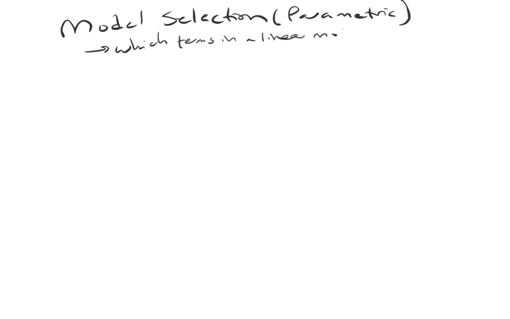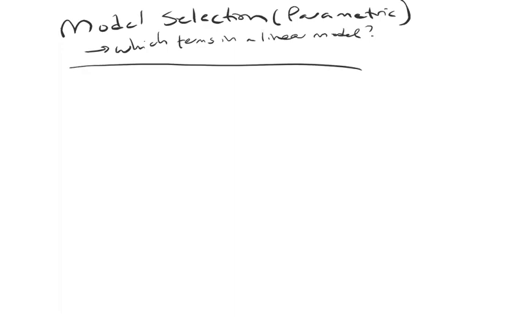So I'm talking about thinking about whether to include an interaction term, or if you have 100 predictors, which of them do you actually want to include in your model? Do you need a squared term? That sort of thing. Again, as opposed to deciding whether you want a linear model at all. That's what I mean by model selection.